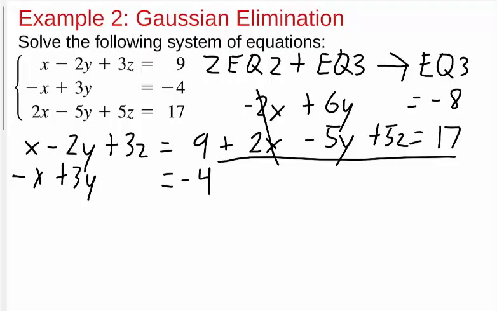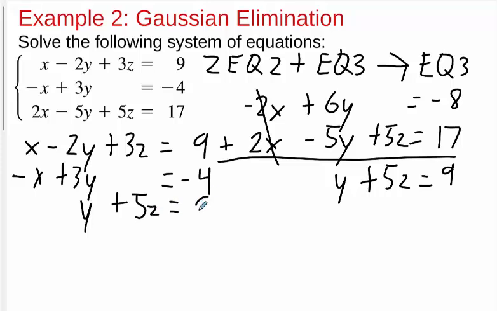So those cancel. 6 minus 5 is y. 0 and 5 is 5 plus 5z. 17 minus 8 is equal to 9. So our new third equation is y plus 5z equals 9.